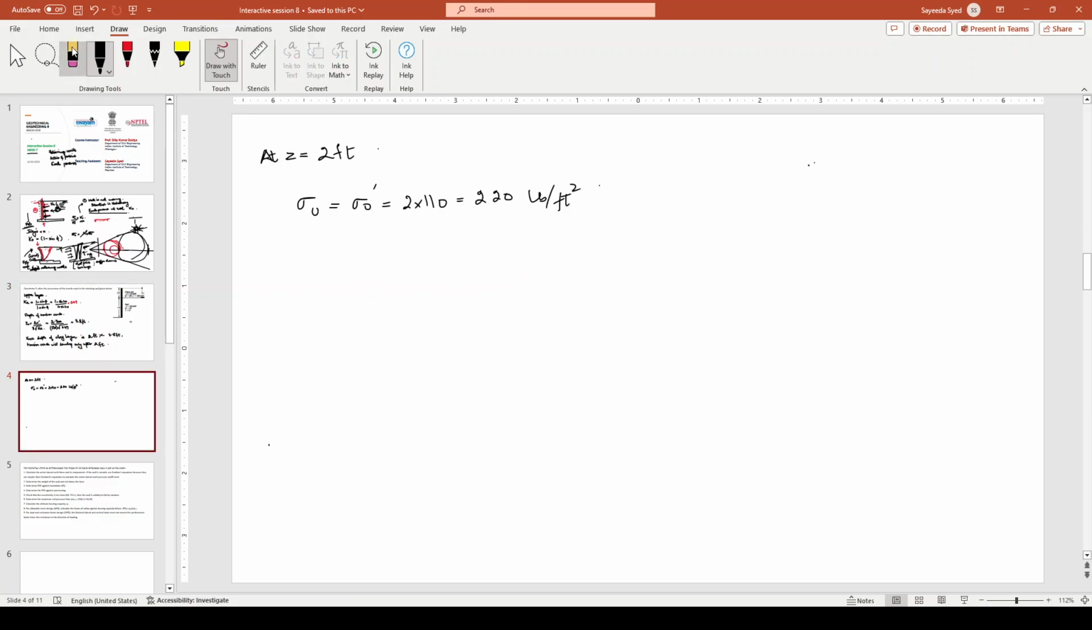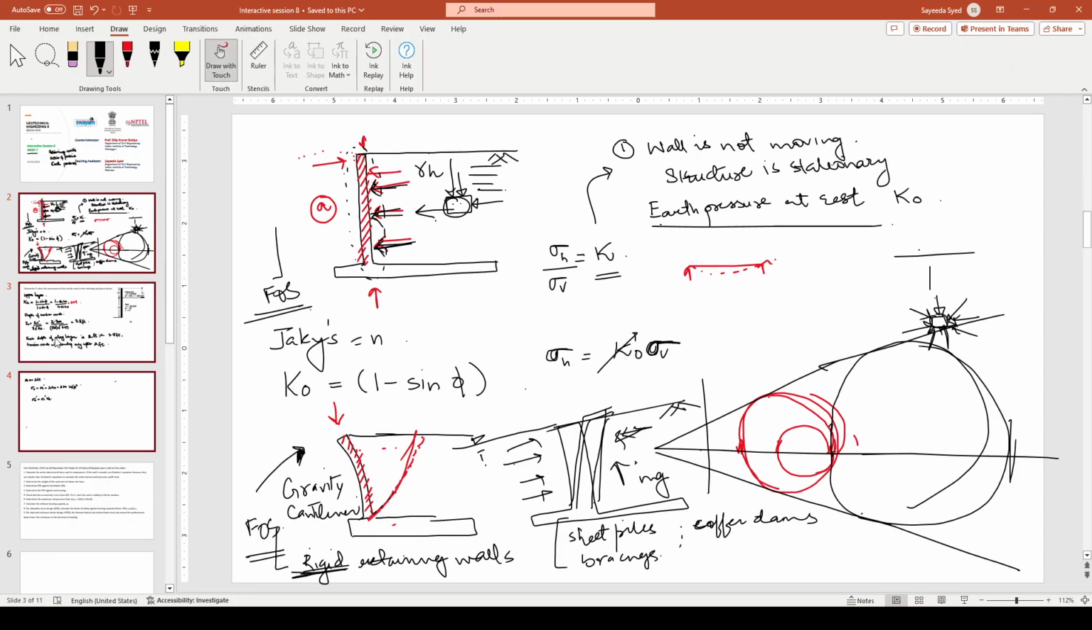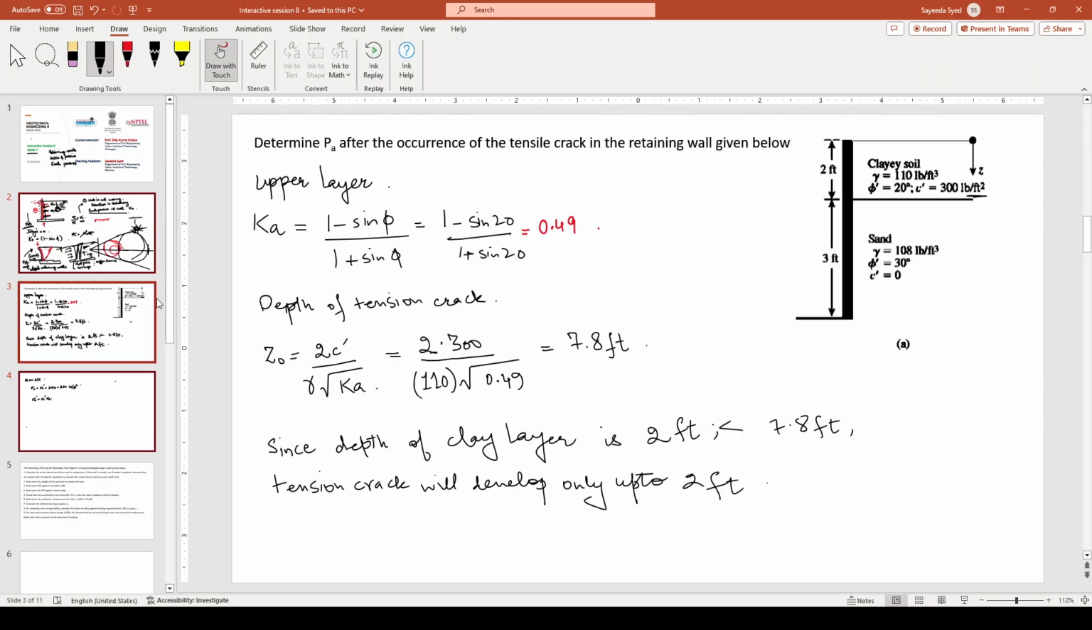As I was saying, we will get a sigma naught equals 220. So sigma active will be equal to, did we calculate the second one? Okay, this is for the first layer.